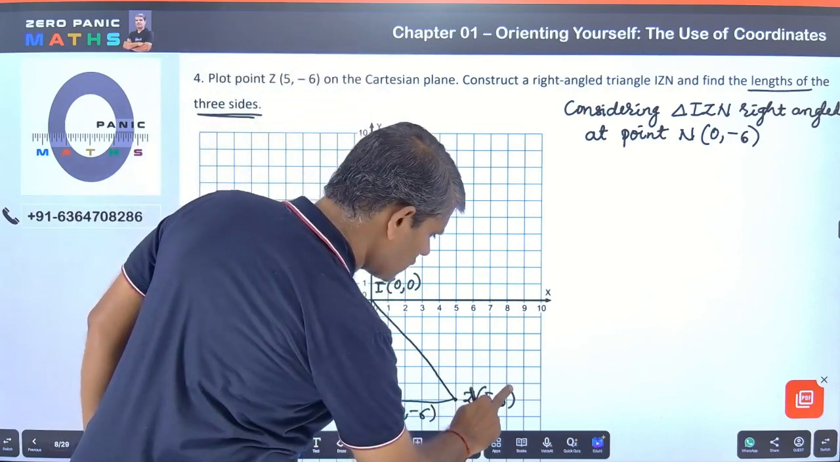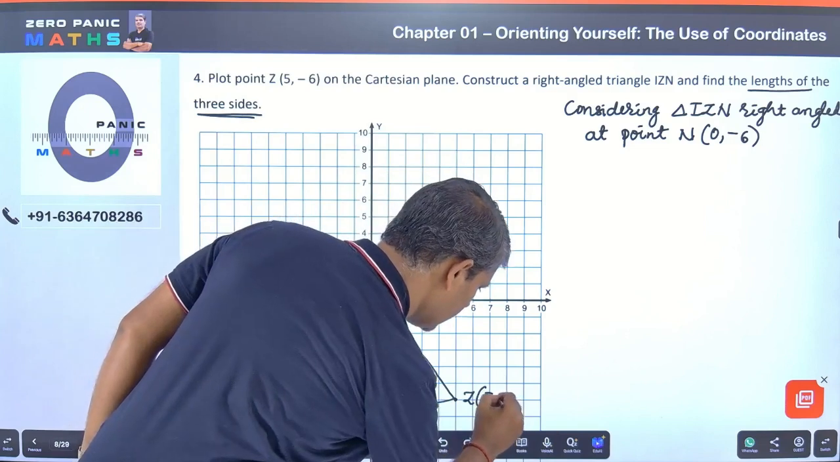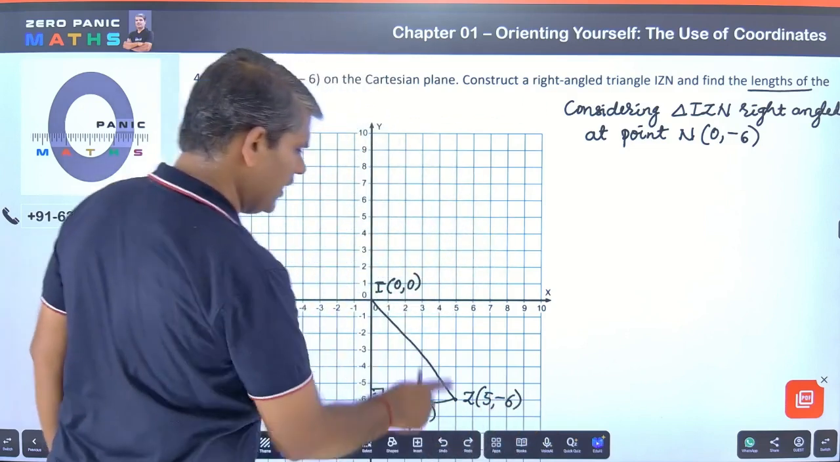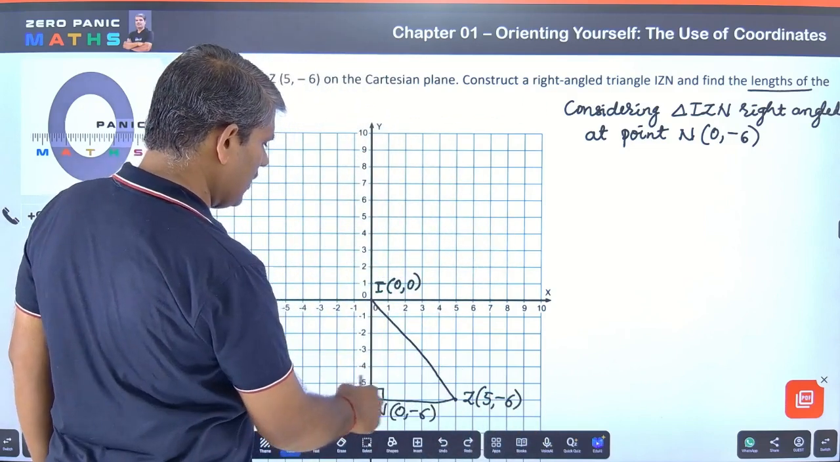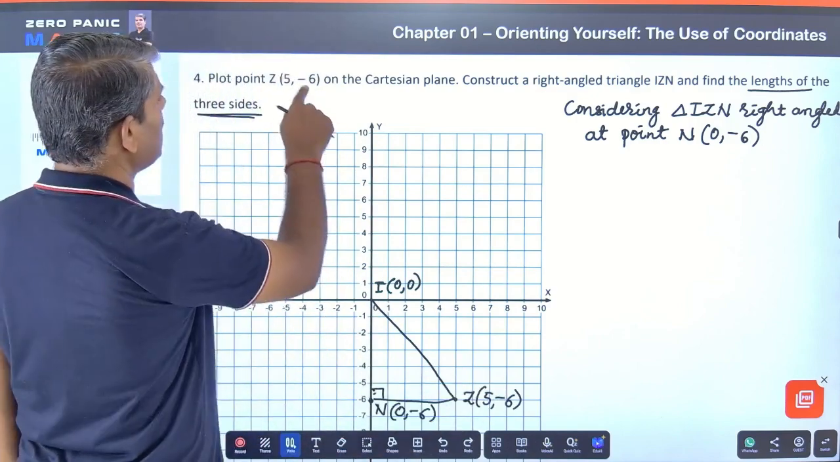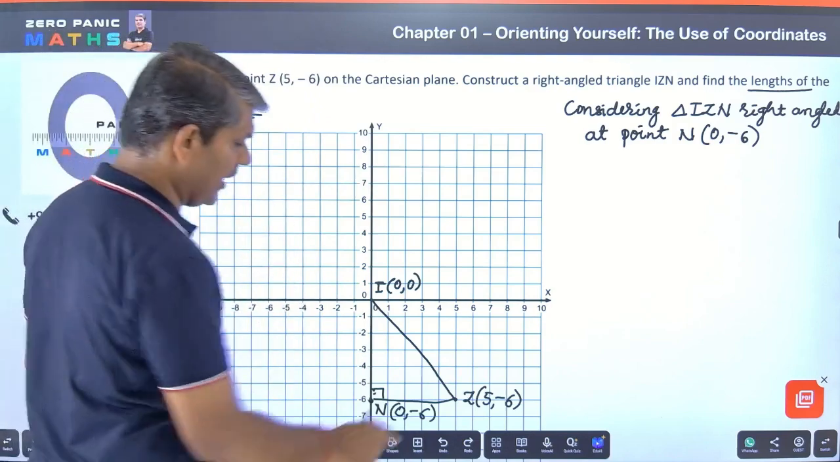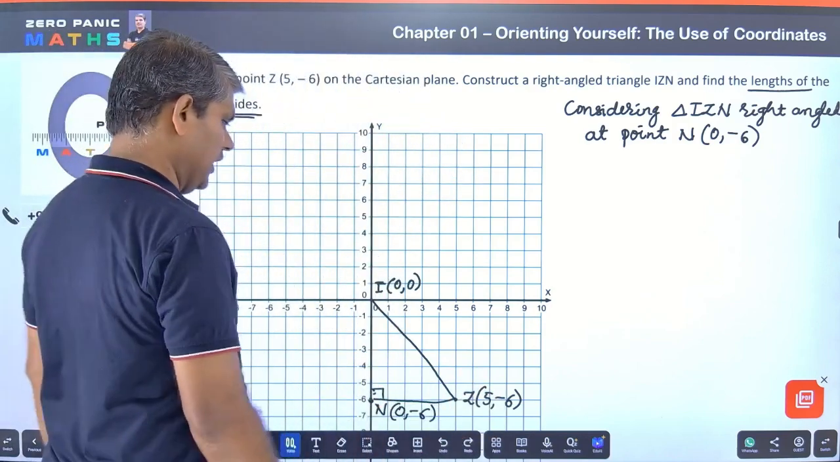Sorry, I'm sorry. It is not 6, it is -6 actually. It is in the fourth quadrant where the Y coordinate will be -6, and already it is given as -6. Sorry about this, I missed it. It is -6.